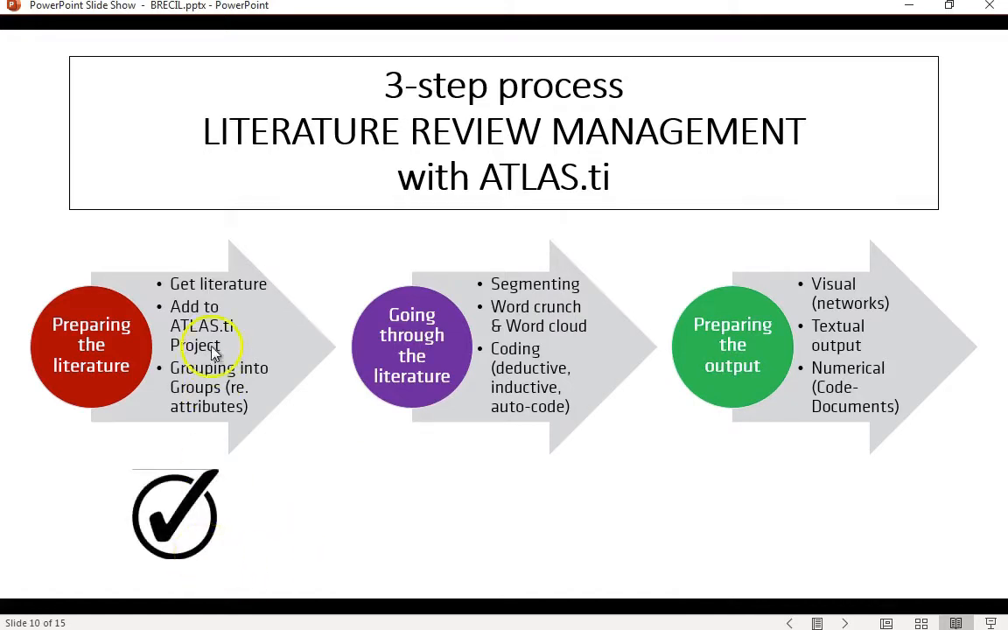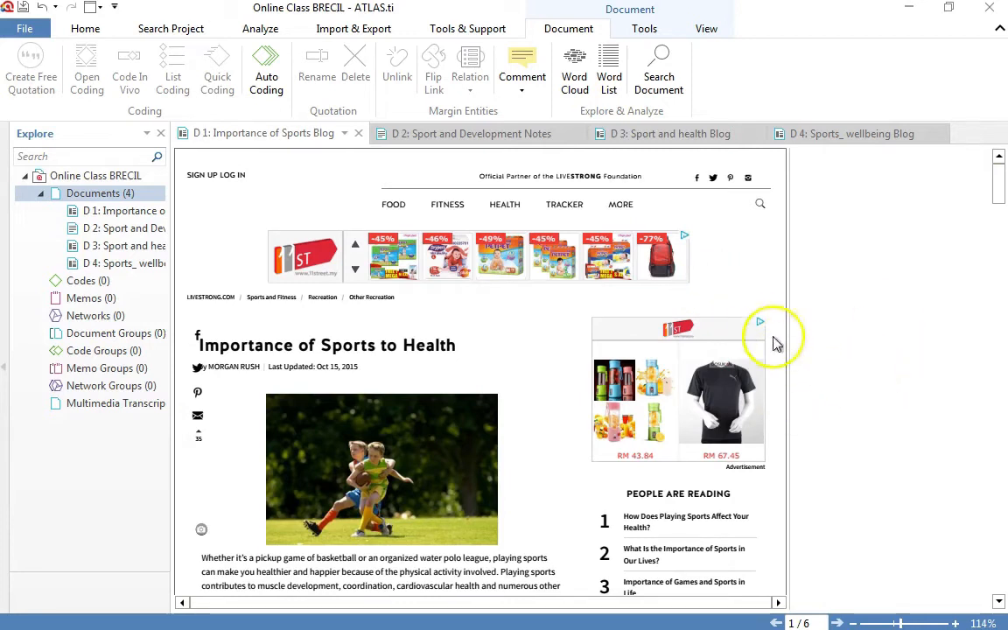The first one goes preparing the literature. We get the literature. Okay, I have identified 4 documents and I'm going to add them to the project. We are going to group the documents based on their shared characteristics. Now let me just show you. This is the interface of ATLAS.ti version 8 for Windows. Okay, there are different tabs on top here, as you can see. Okay, these tabs, and then we also have the different items on the left hand side.